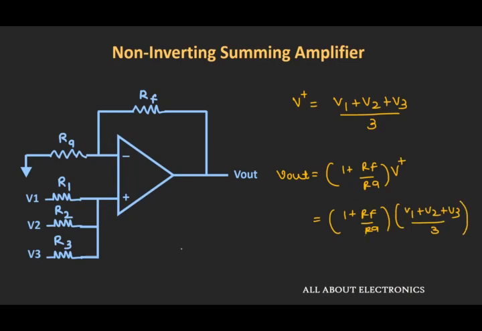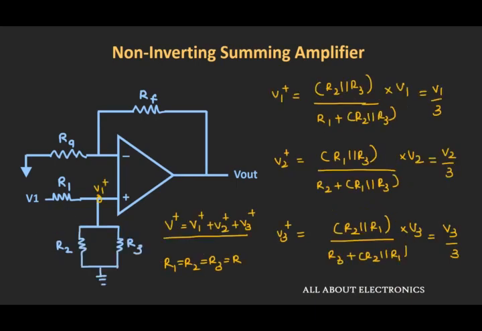So now suppose the value of 1 plus RF divided by RA is equal to 3. In that case, the V out will be equal to V1 plus V2 plus V3. So as you can see here in this configuration, as the number of input voltages increases, the complexity is also increasing.